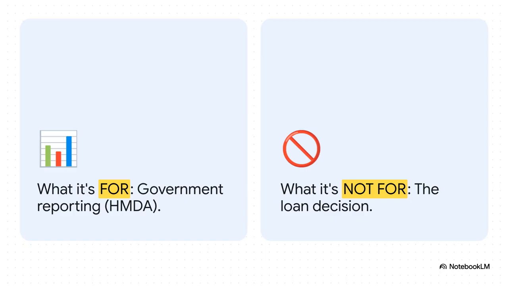This information has absolutely nothing to do with whether or not you get the loan. Zero. It's collected for the government under something called the Home Mortgage Disclosure Act, or HMDA. Its only job is to help track lending patterns and make sure nobody is being discriminated against. It's all about making sure the whole system is fair for everyone.